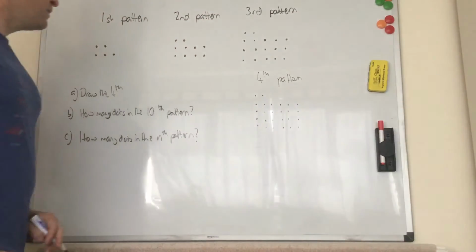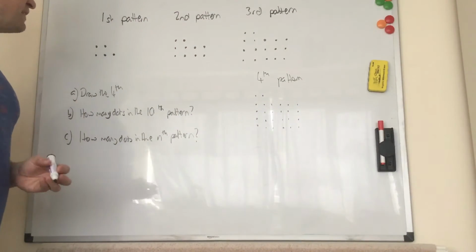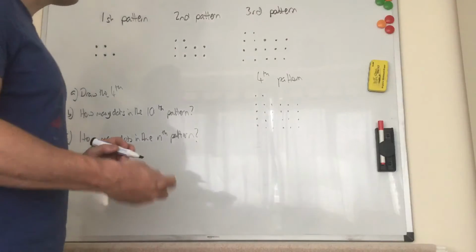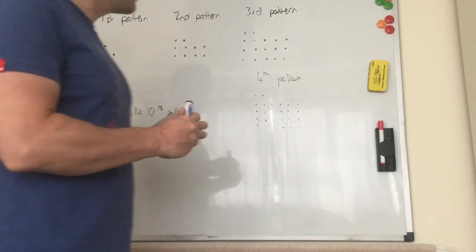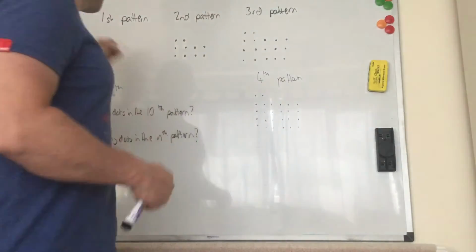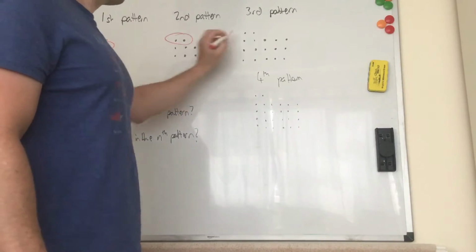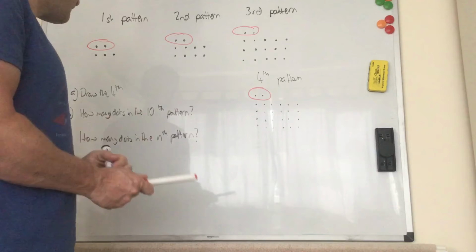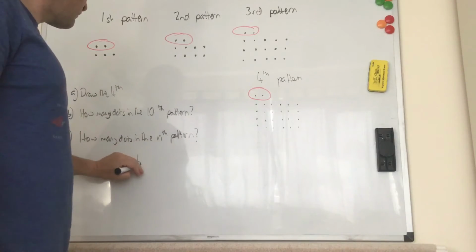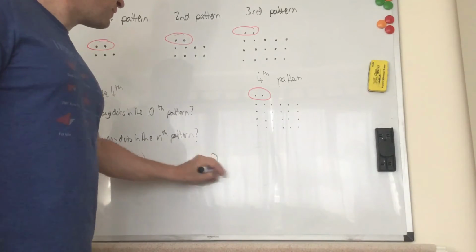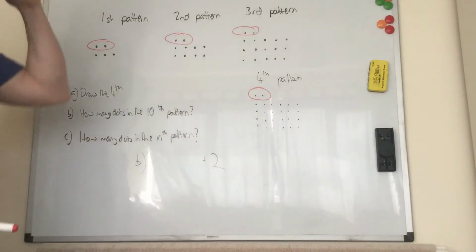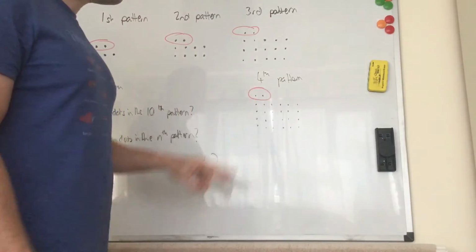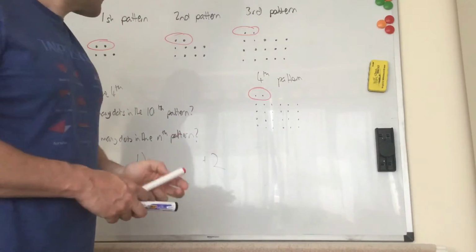Okay. Question B says how many dots in the 10th pattern? So the key is to look at the patterns and see what's going on. Now these 2 dots at the top don't change every time. There's going to be a fair deal of guessing, but when I do my working out for B, there's going to be a +2 at the end. I'm going to have to add on those 2 dots. That doesn't depend on the pattern number, there's always going to be 2 dots at the end.